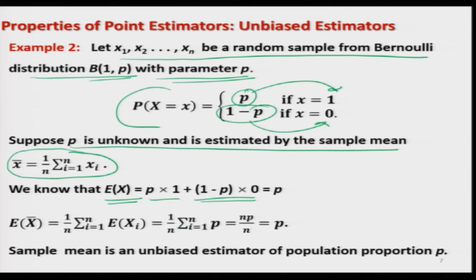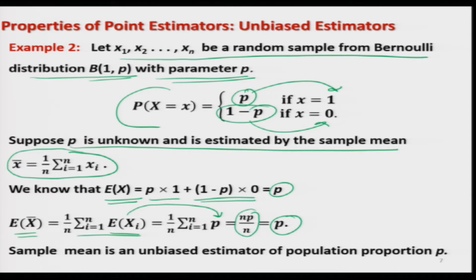So, this value will come out to be p. Now if you try to find out the expected value of x bar, this will come out to be 1 upon n summation i goes from 1 to n expected value of x_i, and then you replace expected value of x_i by p, and this will come out to be np upon n, that is equal to p. So, in this case also you can conclude that sample mean is an unbiased estimator of the population proportion or the population parameter small p.